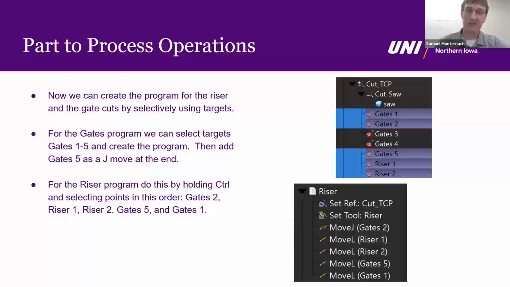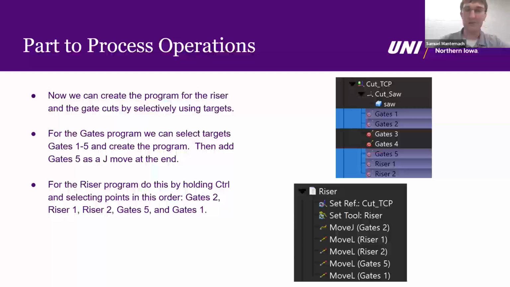Followed by that, we can then also do our riser program. In this case, we're going to be reusing a few points, but not all of them. We aren't going to be using gates 3 and 4, so those are the two cutting motions we use when cutting gates off. In the case of this one, we're only going to need gates 1 and 2, and then the 5th one, which is our retreat point.